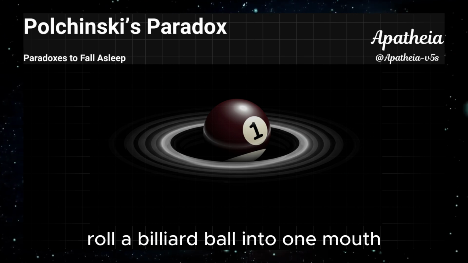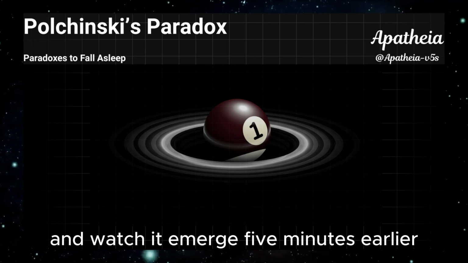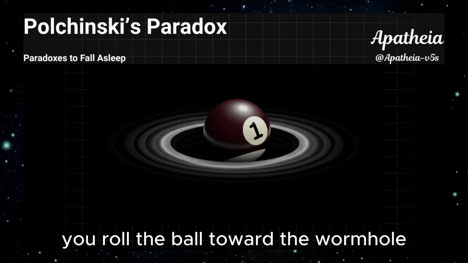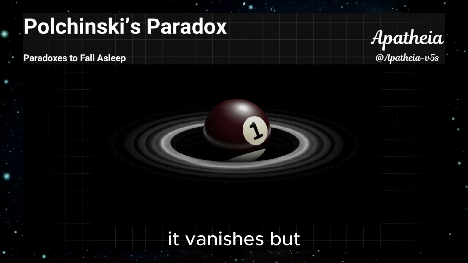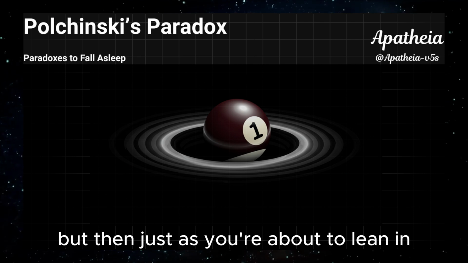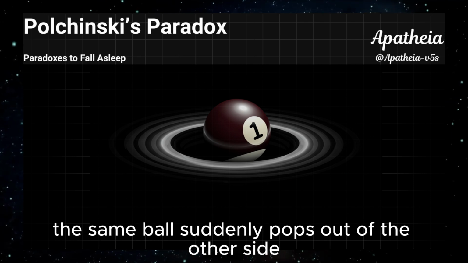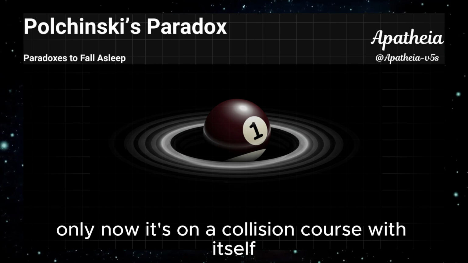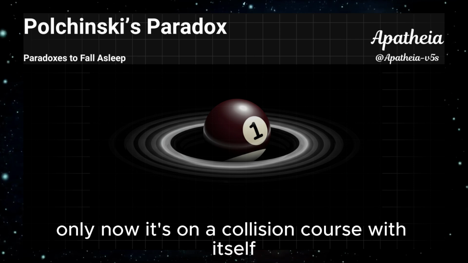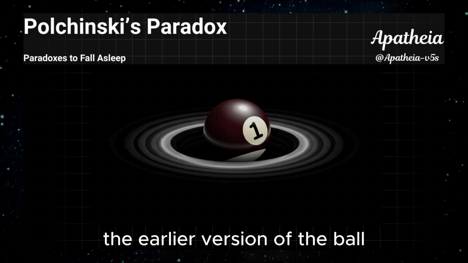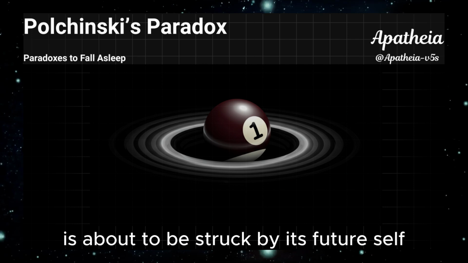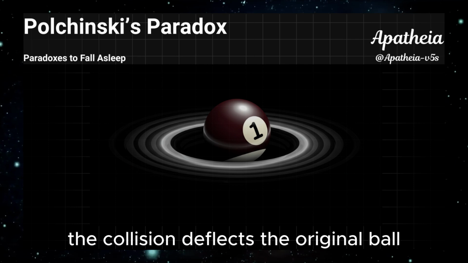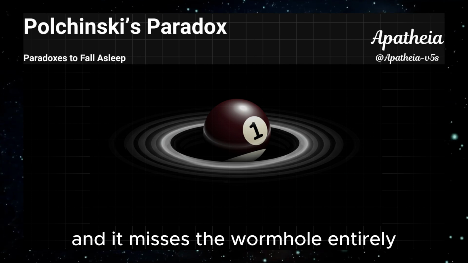You could, in theory, roll a billiard ball into one mouth and watch it emerge 5 minutes earlier from the other. Now imagine this. You roll the ball toward the wormhole. It vanishes. But then, just as you're about to lean in and look, the same ball suddenly pops out of the other side 5 minutes earlier than it went in. Only now it's on a collision course with itself. The earlier version of the ball, on its way toward the wormhole, is about to be struck by its future self. The two balls hit. The collision deflects the original ball, and it misses the wormhole entirely.